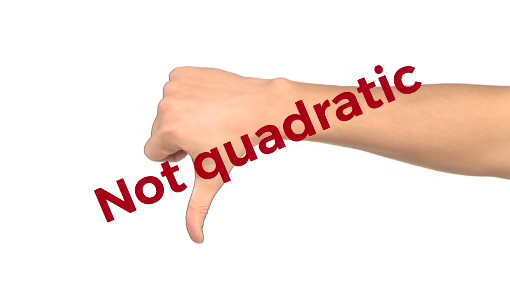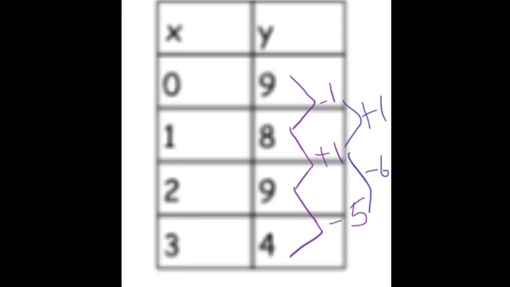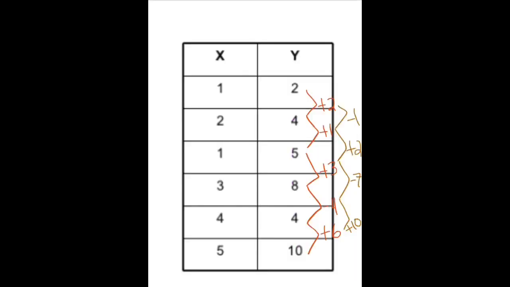A non-example of a quadratic table is this one. The table shows the second difference in numbers that is not consistent, as a quadratic table should be. Similarly enough, so does the next table.